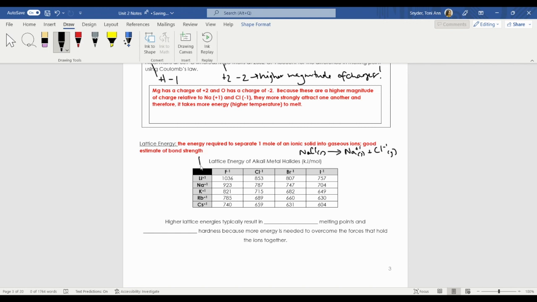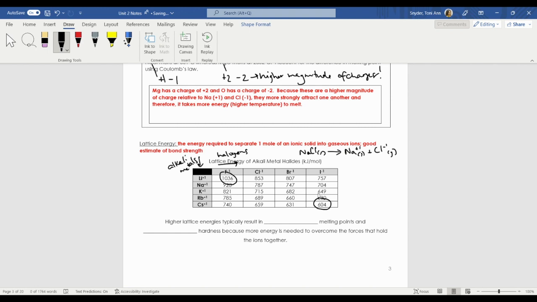So as I go down this section, you see we have alkali metals. And they all have a charge of +1 because that's the trend with alkali metals. Whereas going across this way, we have all of our halogens, which all have a charge of -1. So this particular chart is telling us all of the lattice energies. It requires a lot more energy to separate lithium from fluorine than it does from cesium and iodine.